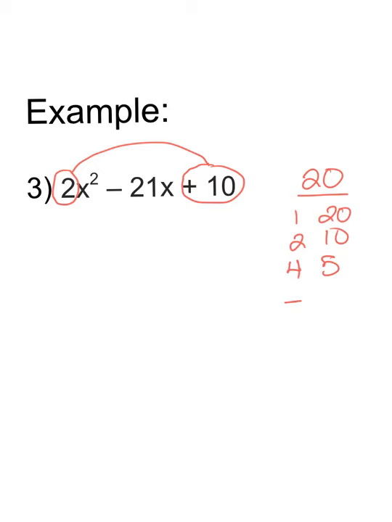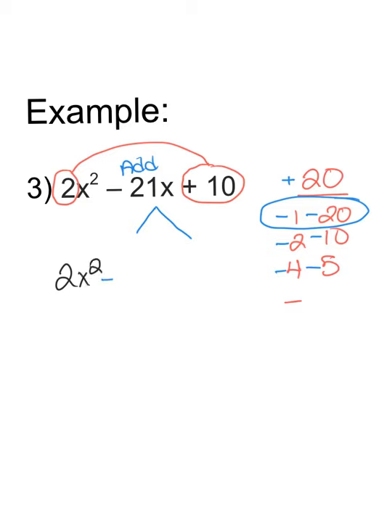Since I want to add to negative 21, that means both of these have to be negative. Because two negatives, when I multiply, gives me a positive, but when I add them, I get a negative. So looking at the list, which two add to negative 21? Those. I'm going to expand the middle term using those values. So I'm going to rewrite this as 2x squared minus 1x minus 20x plus 10.